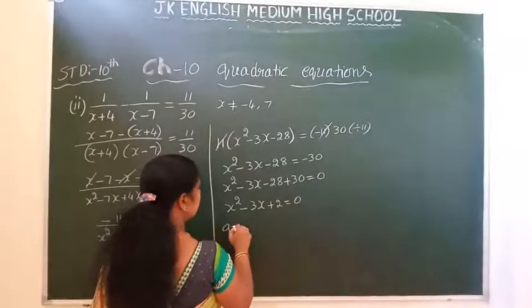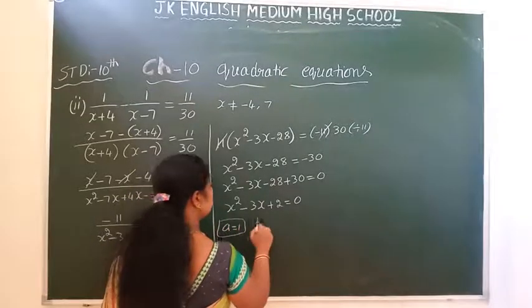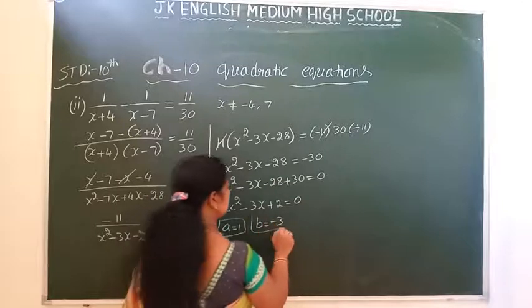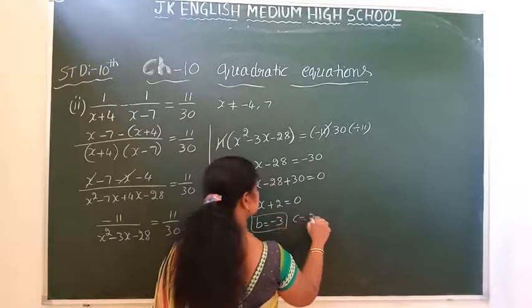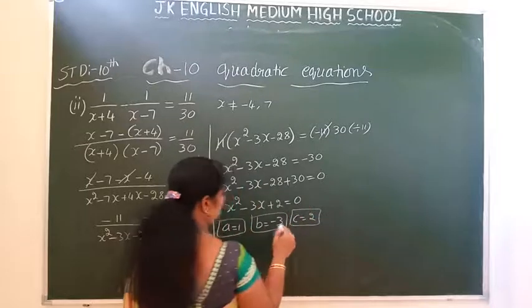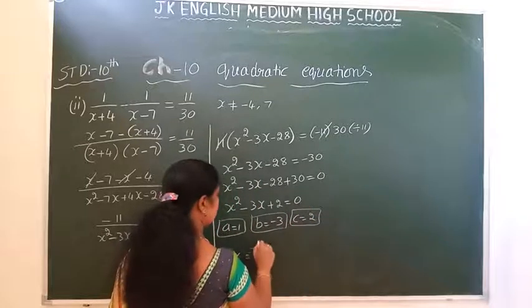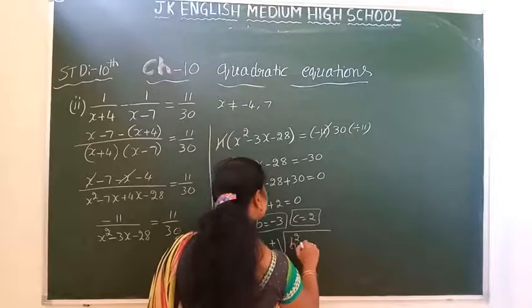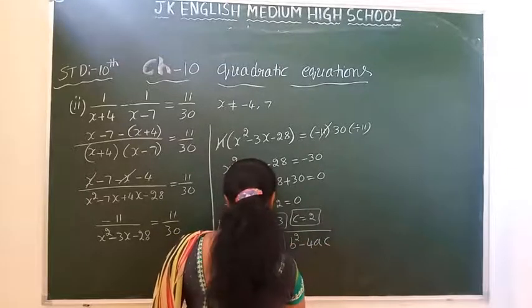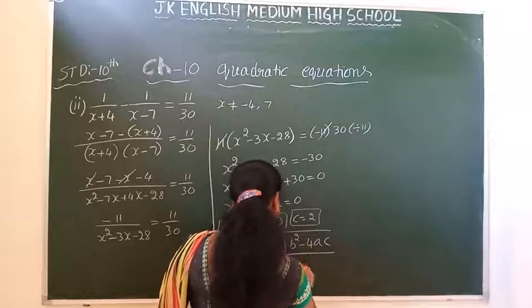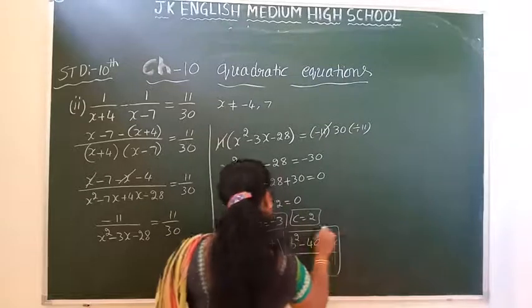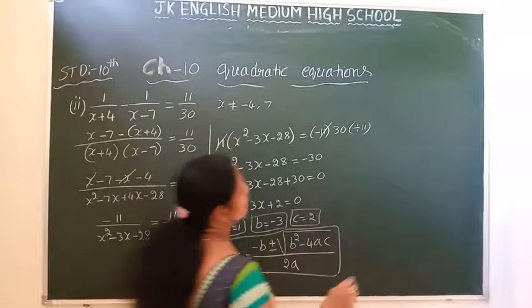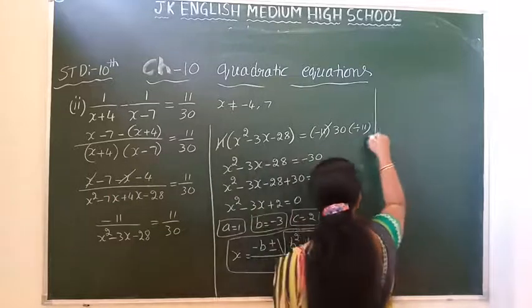The a value here is 1, b value is minus 3, c value is plus 2. So I can use the formula x is equal to minus b plus or minus square root of b square minus 4ac, divided by 2a. This is the formula. I am using the formula method to find the roots.